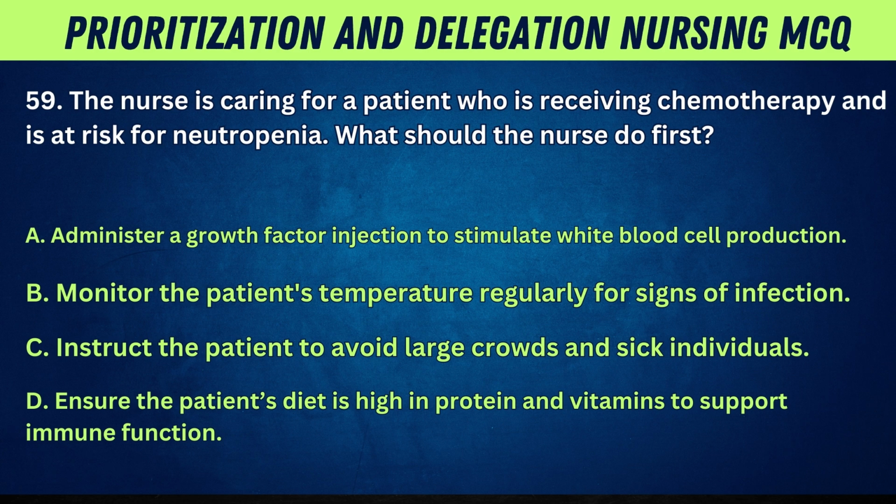59. The nurse is caring for a patient who is receiving chemotherapy and is at risk for neutropenia. What should the nurse do first? A. Administer a growth factor injection to stimulate white blood cell production. B. Monitor the patient's temperature regularly for signs of infection. C. Instruct the patient to avoid large crowds and sick individuals. D. Ensure the patient's diet is high in protein and vitamins to support immune function.